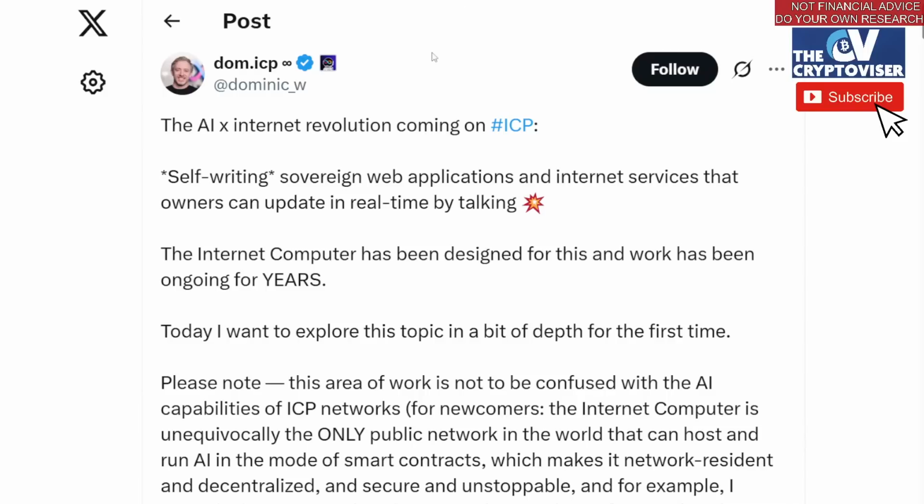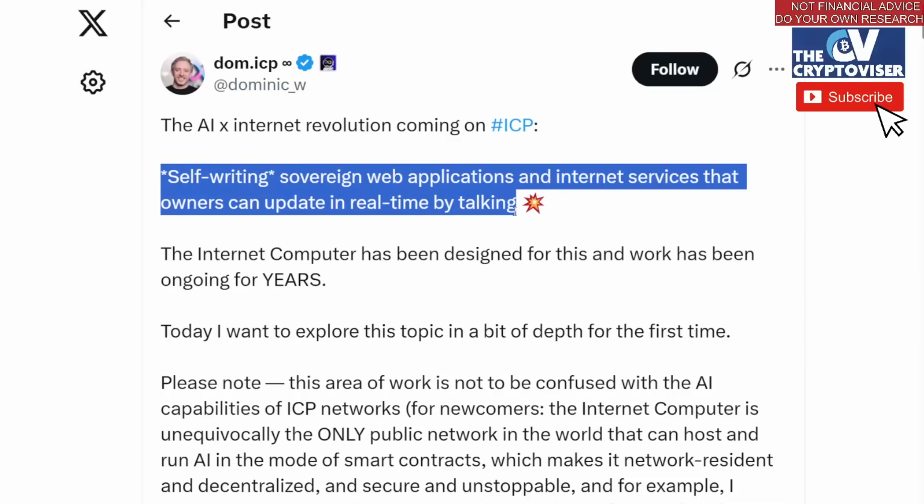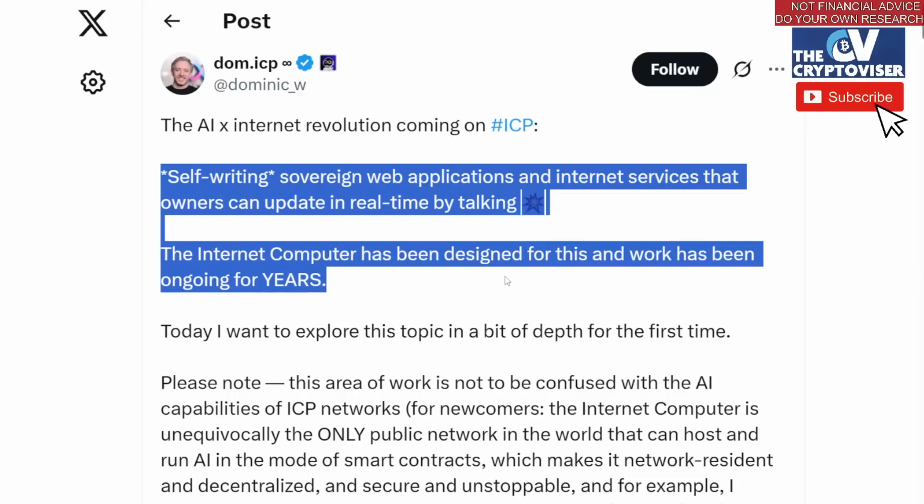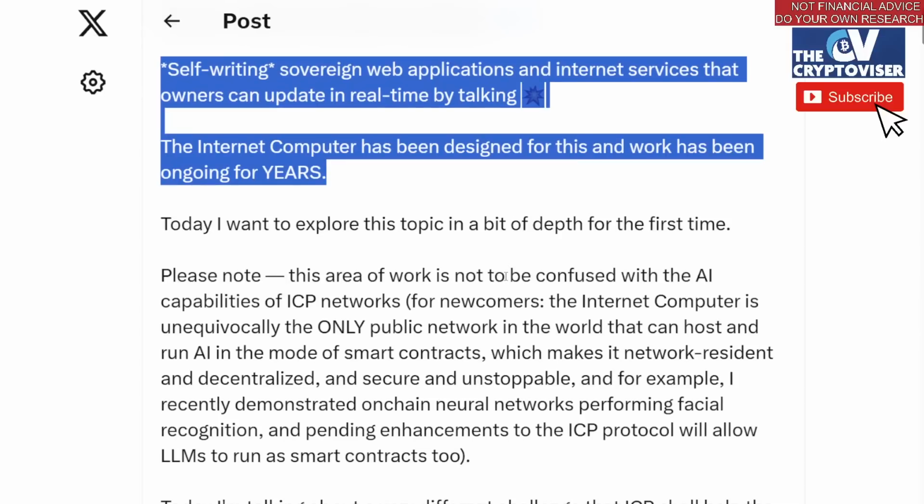Anyway, he also wrote on X, "The AI and internet revolution is coming on Internet Computer Protocol. Self-writing sovereign web applications and internet services that owners can update in real time by talking. The Internet Computer has been designed for this, and work has been ongoing for years."